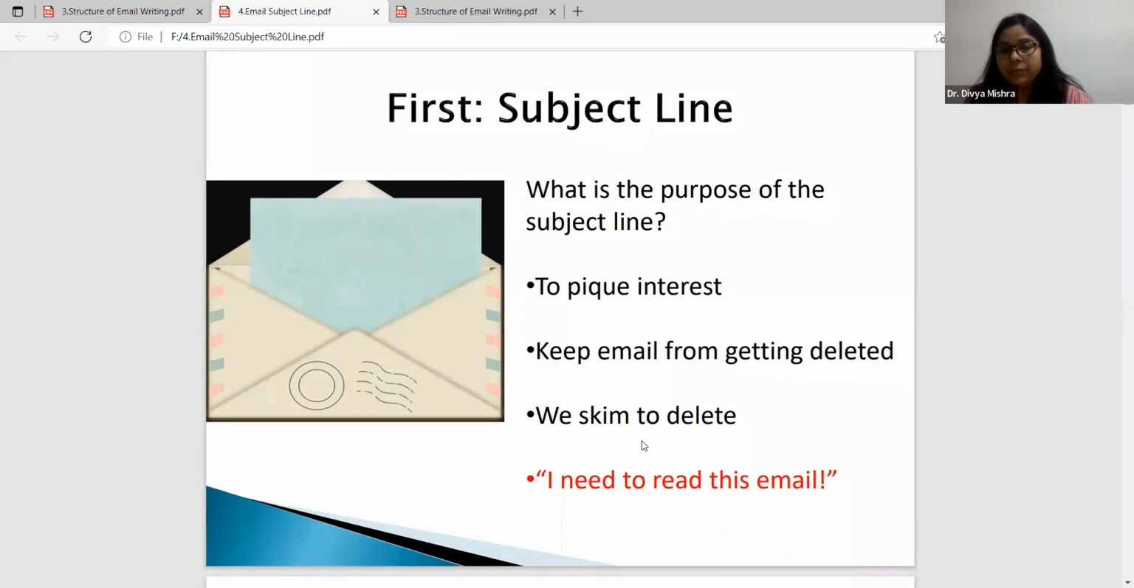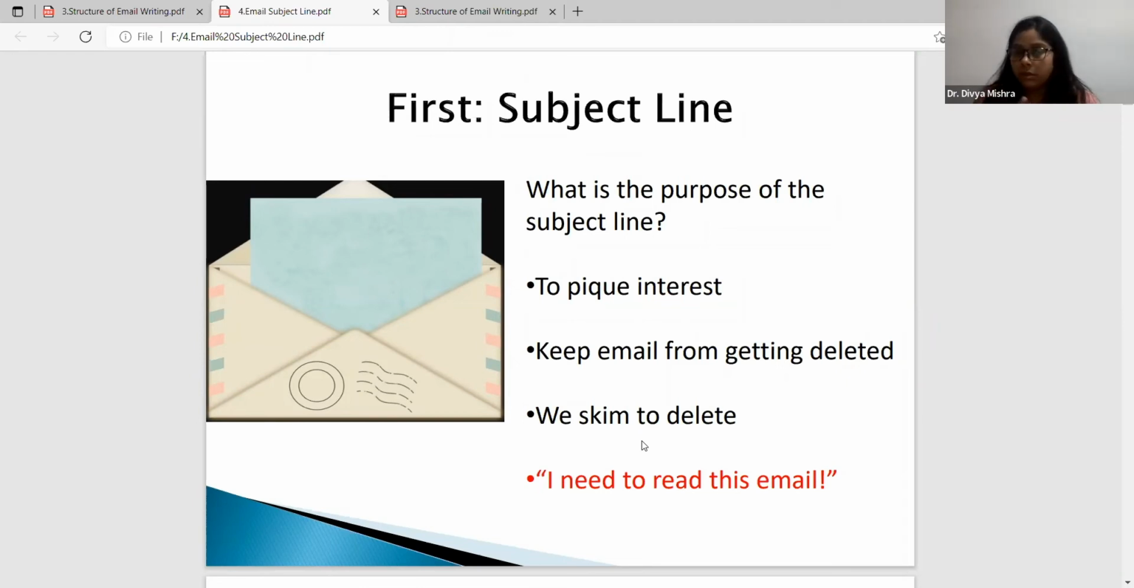We skim to delete. Because we receive hundreds of messages every day, we cannot read all of them. So we skim, and if a message seems like spam, we will not read that message, and the rest of the messages we will read.